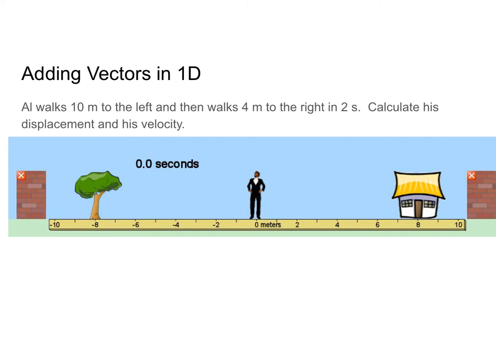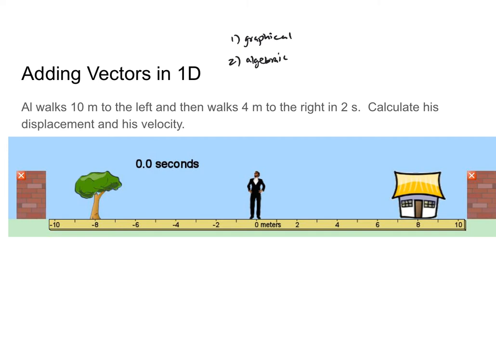Adding vectors can be done with two methods. The first is what I call the graphical method, and that is drawing pictures. Second is the algebraic method, and that is representing my direction as numbers. So to solve this problem, I do want to go through both of these two methods for solving vector problems.